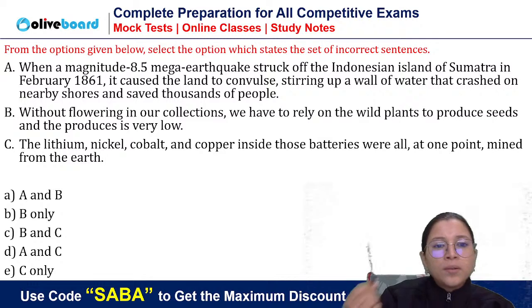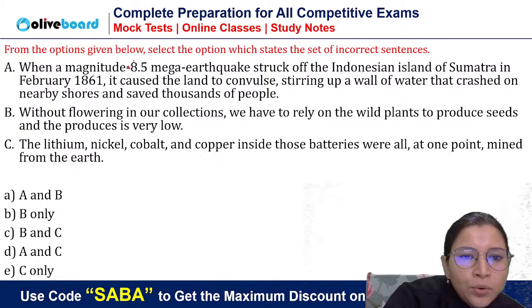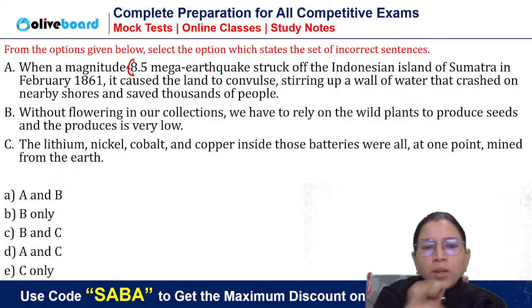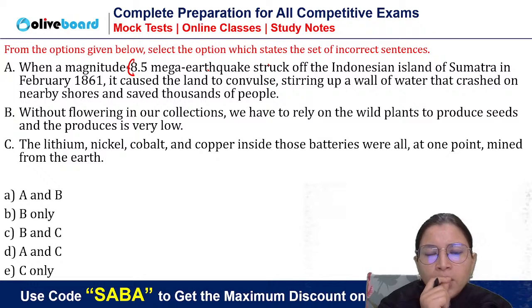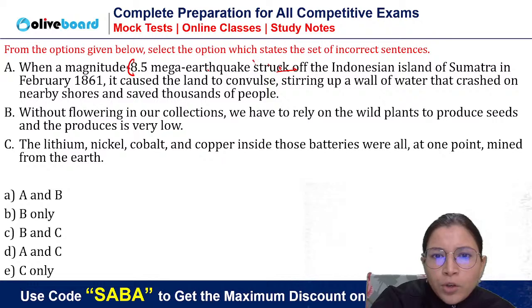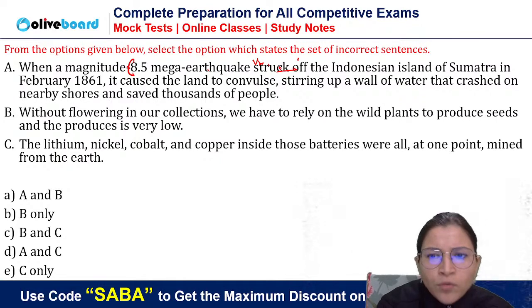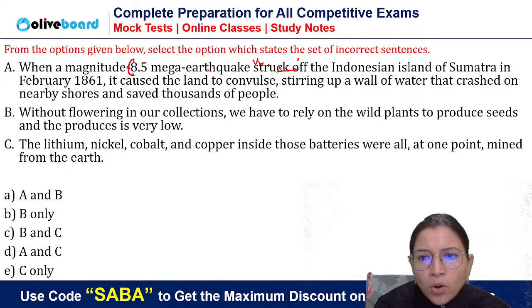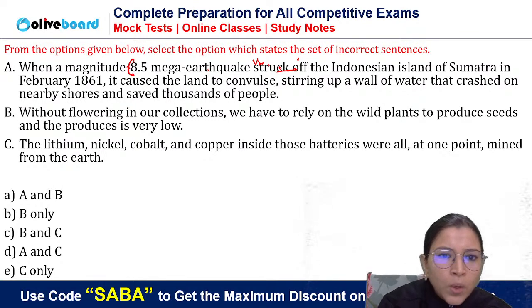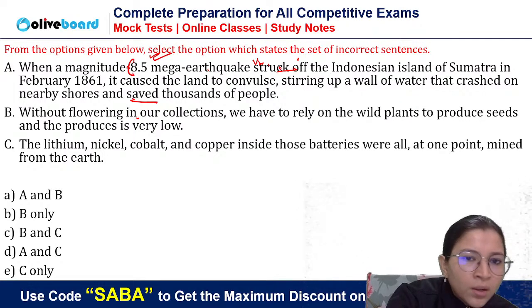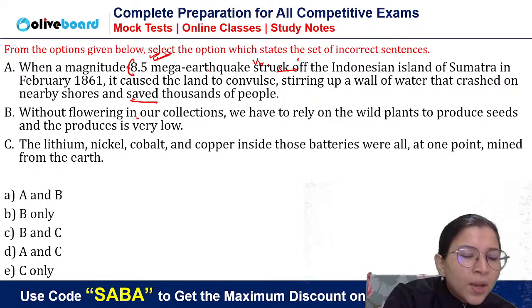When a magnitude 8.5 mega earthquake struck off, acha, you mean option A. What is wrong? Tell me what is wrong in sentence A. 8.5 earthquake struck off. Struck is the V3 form, okay? Strike, struck, struck. Acha, it is the V2 form. It is correct only. Struck off the Indonesian island of Sumatra in February 1861. It caused the land to convulse, stirring up a wall of water that crashed on nearby shores and okay. Here, earthquake, that too, earthquake of 8.5 magnitude.